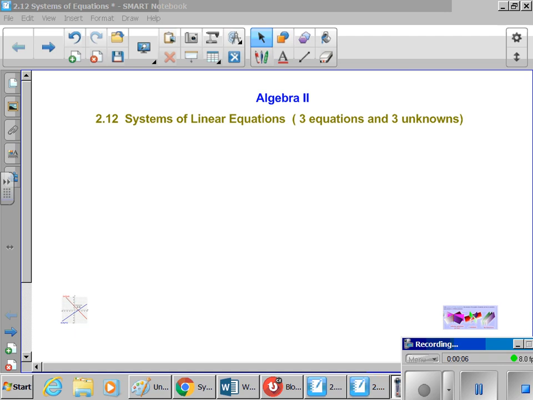Today's lesson is 2.12, System of Linear Equations. But we're going to be expanding that to 3 equations with 3 unknowns from the usual 2 equations with 2 unknowns that you're used to from Algebra 1.